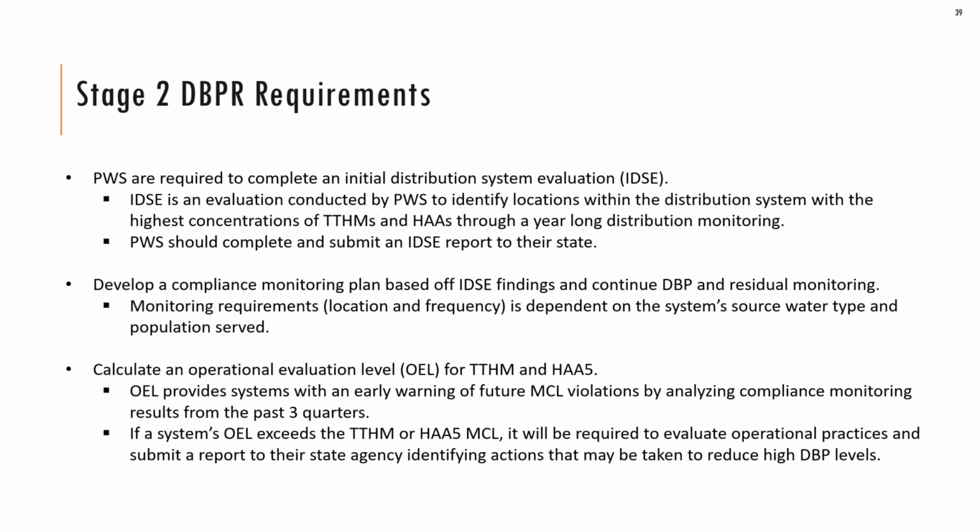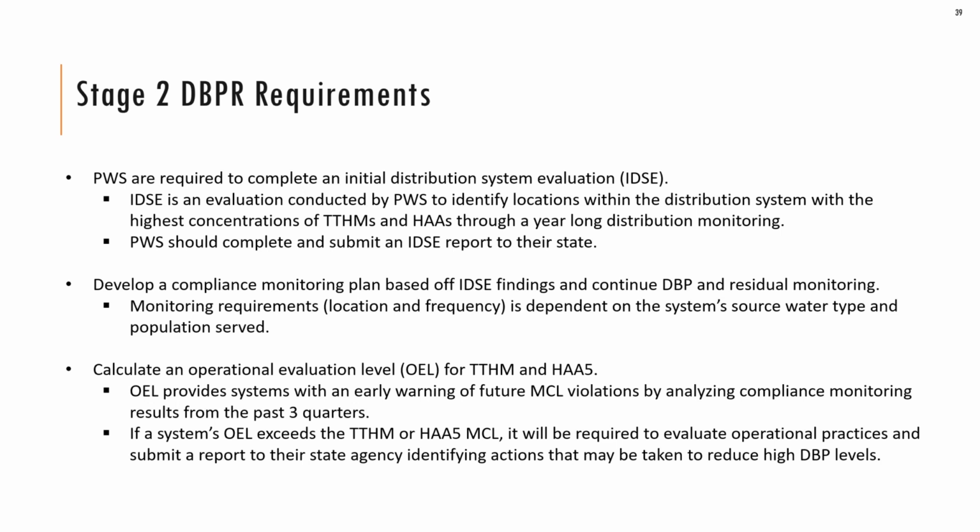Once samples have been collected and analyzed, systems collecting samples on a quarterly basis must use the data to calculate the operational evaluation levels for TTHM and HAA5. The OEL provides a system with an early warning for increased levels of DBPs by evaluating the past 3 quarters' data. So the OEL is calculated the same way a locational running annual average is calculated, but it uses the current quarter's data twice, along with 2 previous quarters' data.